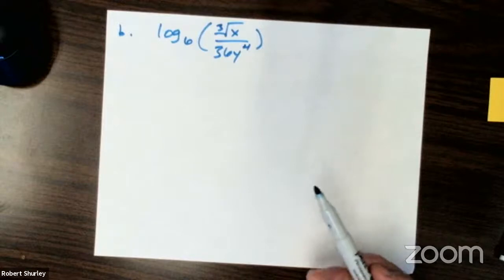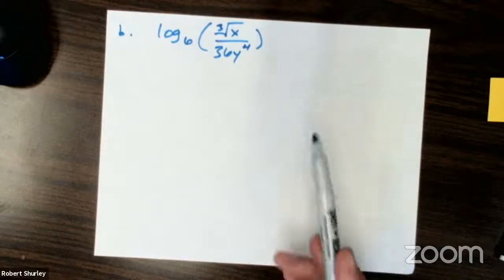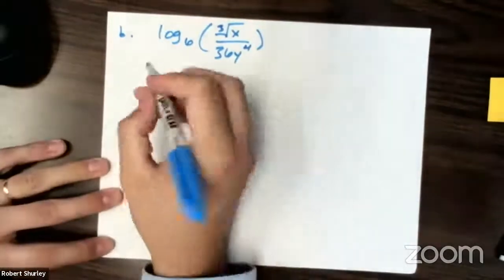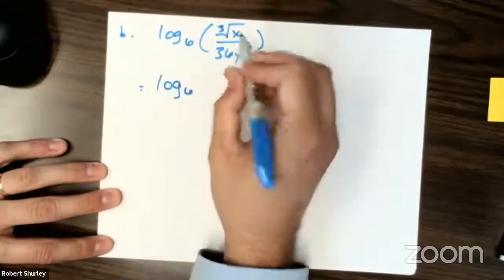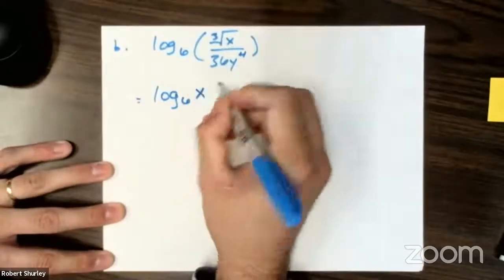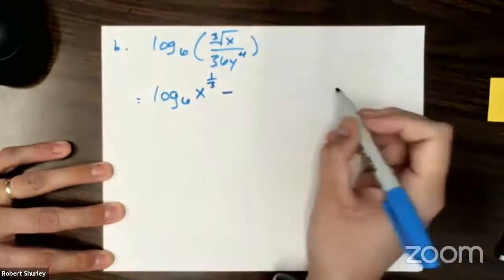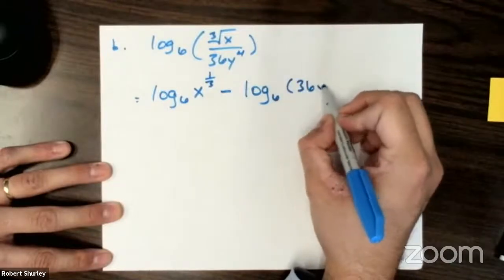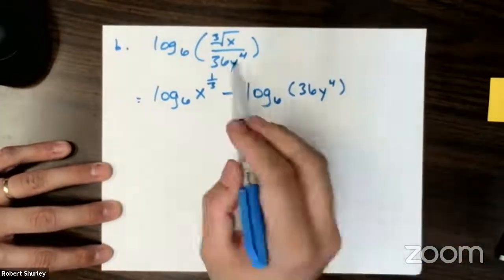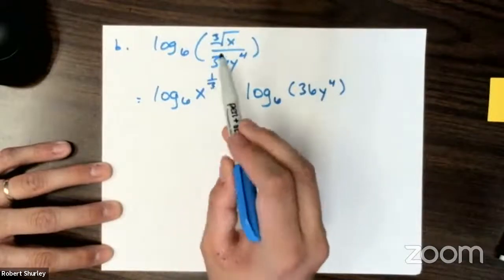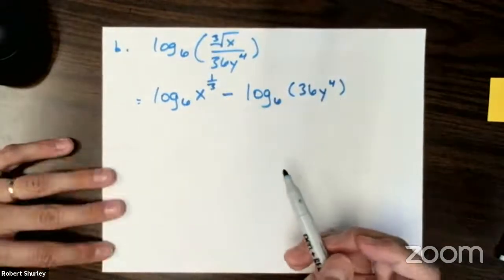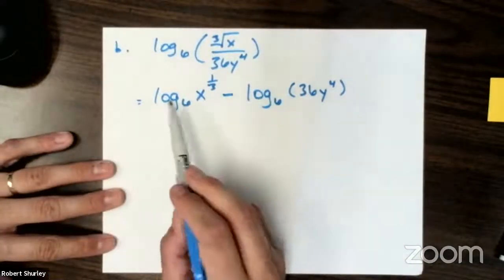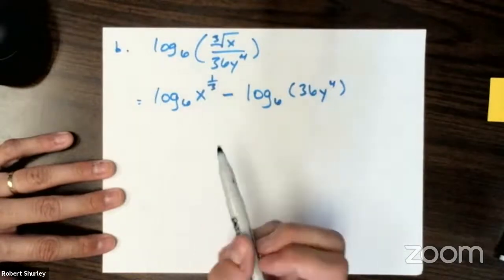Okay, so now there's a few ways to expand this actually, but I'm going to deal with the division first. So this would become log base 6, and I'm going to write this as an exponent again. So x to the 1/3 minus log base 6 of 36y to the 4th. Okay, so it was division, and I've got the top minus the bottom. They're pretty straightforward. And now I'm going to simplify. Now I've got two separate examples. I'm going to simplify each one. Okay, so this first term here, I can bring out the 1/3.